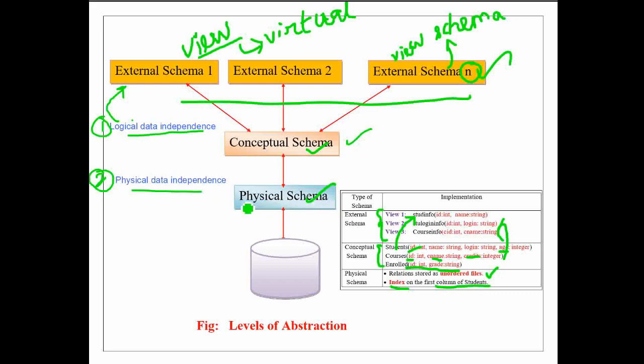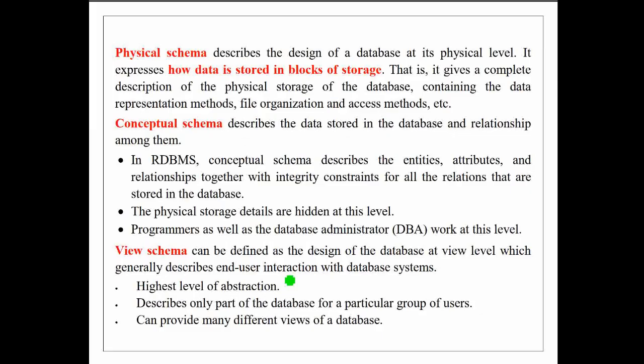Where physical data independence can be defined as the capacity to change the internal schema without having to change the conceptual schema. For example, if we do any changes in the storage size of the database system server, then the conceptual structure of the database will not be affected. And this physical data independence is used to separate conceptual levels from the internal levels. And this physical data independence occurs at the logical interface level.